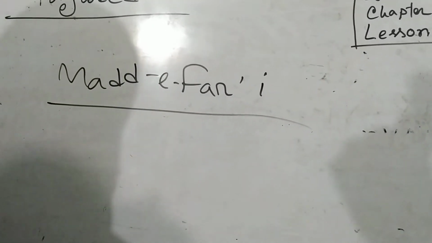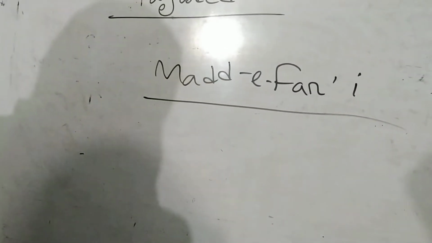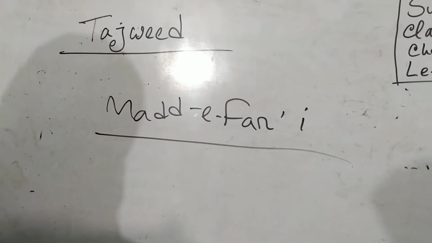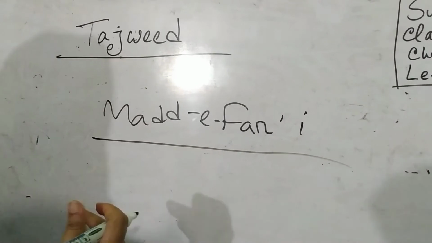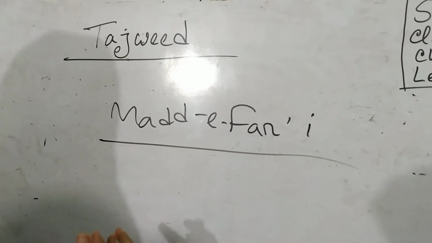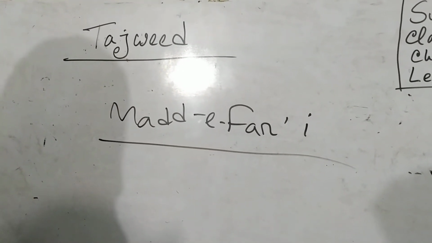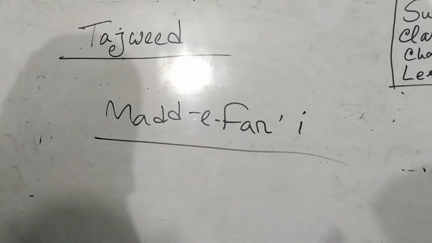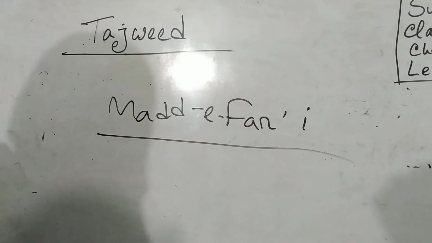Madde asli থেকে যেটা তৈরি হয়েছে. If there is any jazm, pesh or tajdid following a mad letter, those have long elongation. যখন মাদের আখরের আগে বা পরে কোনো jazm, tajdid, pesh থাকে তখন এটা more than one alif এর থেকে অনেক বেশি টেনে পড়তে হয়, elongate করে পড়তে হয়, সেটাকে বলে madde fari.